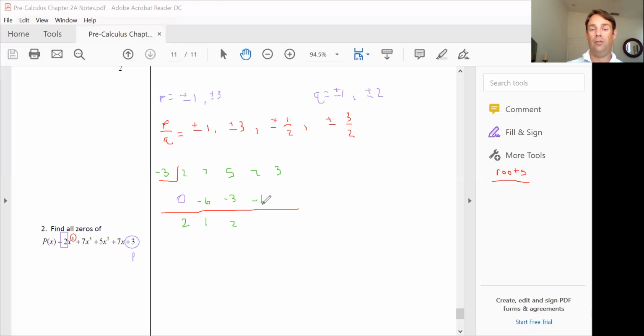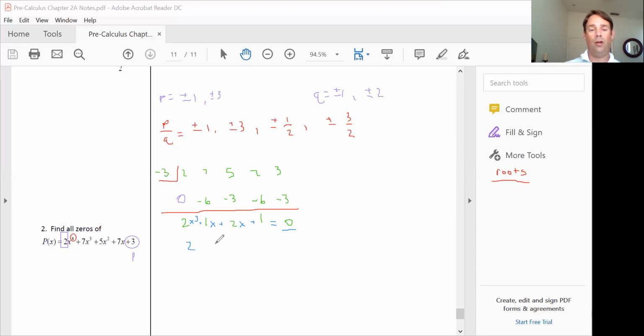Sadly, not sadly, good thing. We do have them now, which makes life a little bit easier. Notice, it turned out -3 actually is a pretty good choice, because my remainder was 0. So I went from a 4th degree down to a cubic. All right, so we're going to have to solve that one now, right?